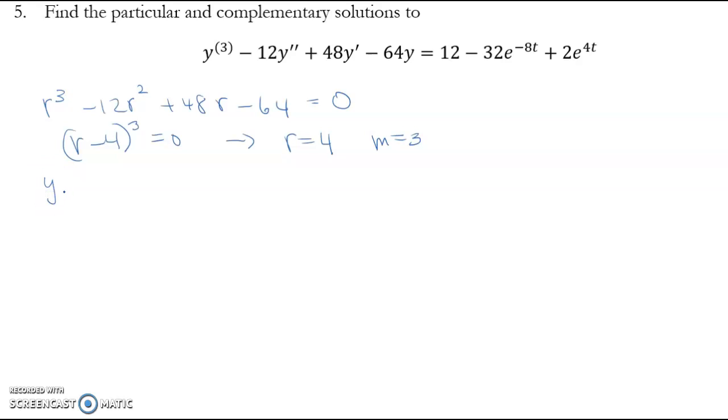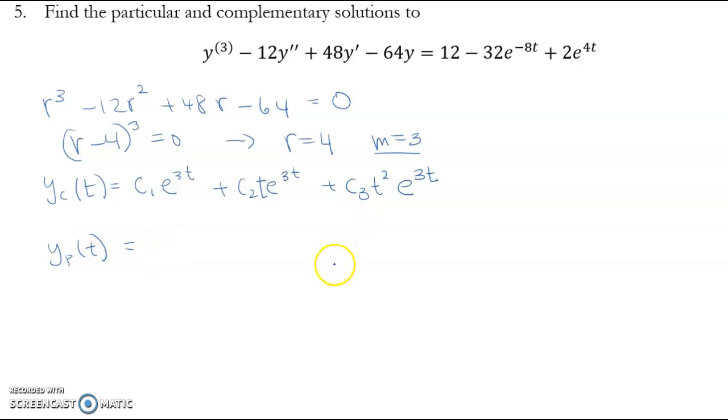So we can conclude that the complementary solution of t is C1 e to the power of 4t. And remember, this has multiplicity of 3, so we need two more terms. C2 t e to the power of 4t plus C3 t squared e to the power of 4t. All right, so we're done with the left-hand side. Now we have to take a look at the right-hand side to come up with the particular solution.